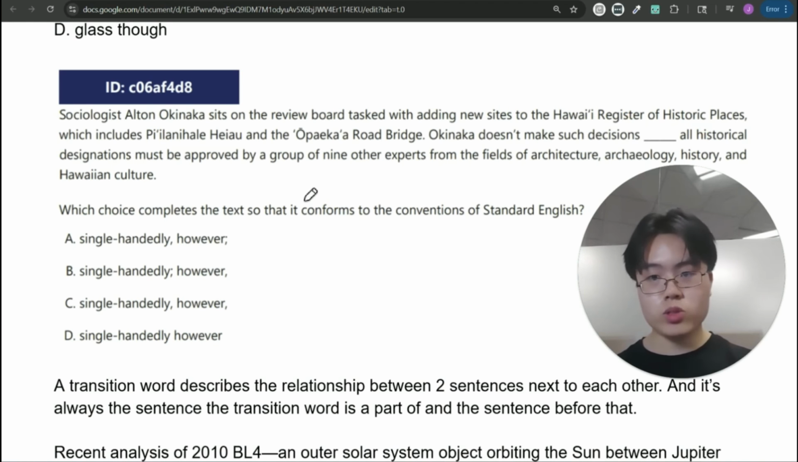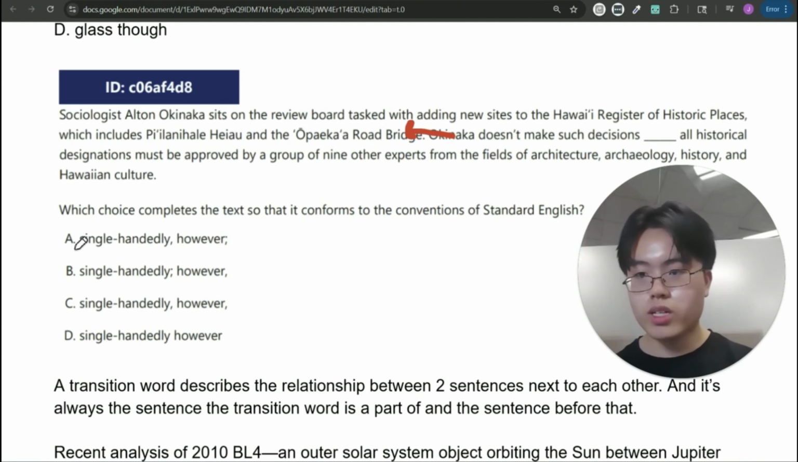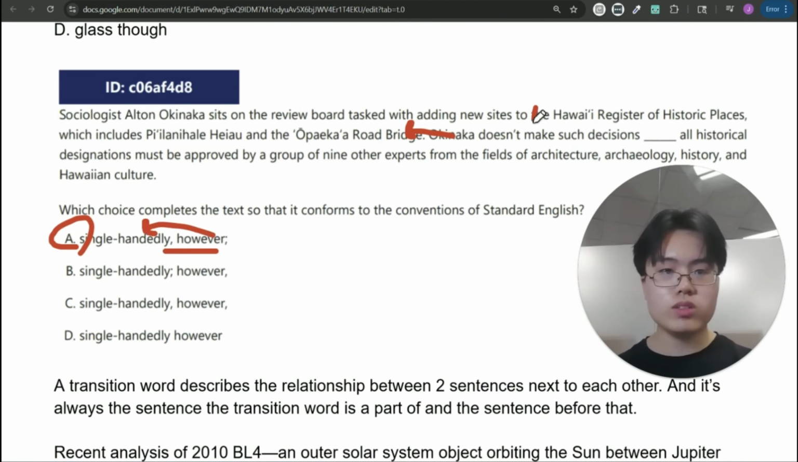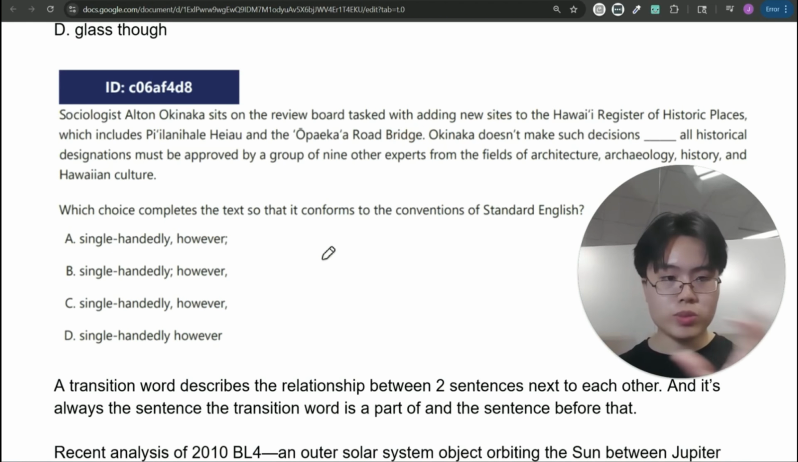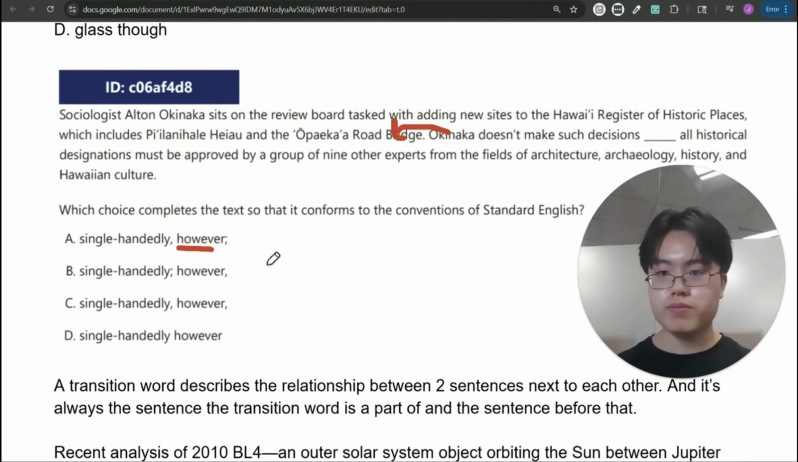This is the only type of grammar question where you actually have to understand the sentence deeply, or understand the passage deeply. Okay. So since these two sentences are contrasting, the answer is A, because A is saying the first two sentences are contrasting, because it's always the sentence the transition word is a part of and the sentence before that one. It's telling the relationship, whatever the relationship the transition word is saying. And "however" is saying contrasting, so it's saying these two sentences are contrasting. Okay, now here is a cool tip.